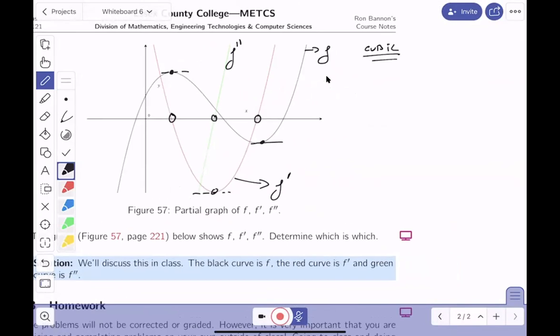When I say that, the black curve, what's this thing over here? It's quadratic. It's a parabola. If you differentiate a cubic, you get a quadratic. And what's F double prime? It's a line, which is linear. Differentiate a quadratic, what do you get? You get the line. Certainly makes sense.